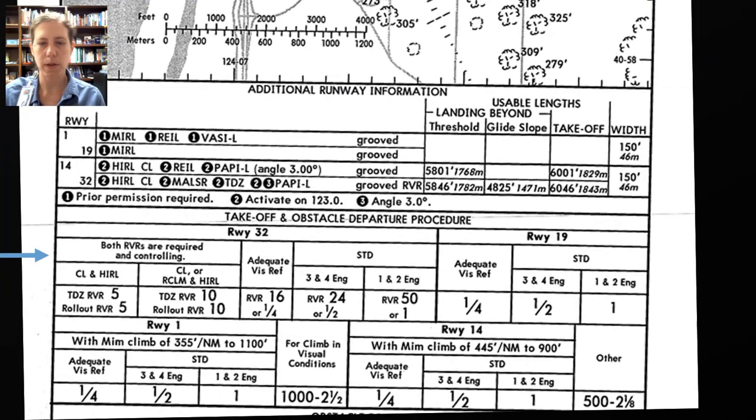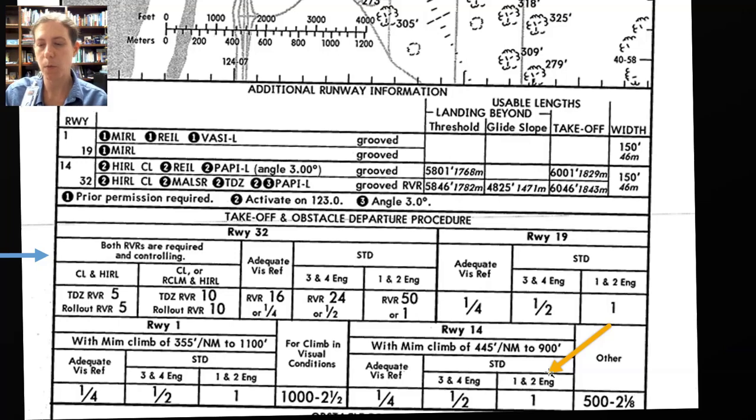And let's see if I can zoom in on that. So that's super handy because, again, as a Part 121 operator, now I can use this to apply OpSpec C78. So in particular, I want to actually look at runway 14, for example. So here's runway 14. We have to have a minimum climb gradient, 445 feet per nautical mile to 900 feet MSL. Notice on runway 14, the only things listed are standard and adequate visual reference. There is nothing about anything with the RVR of 1,000 or even RVR 5,000 under 1 and 2 engine.